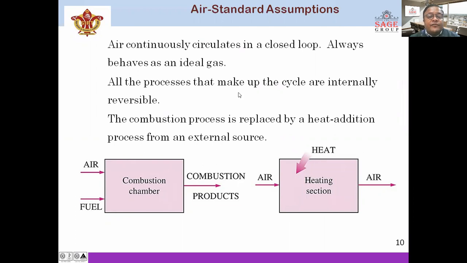Air is continuously circulated in a closed loop and always behaves as an ideal gas. The air being used is in a closed loop, no air is coming out, and the behavior of the air is like an ideal gas.